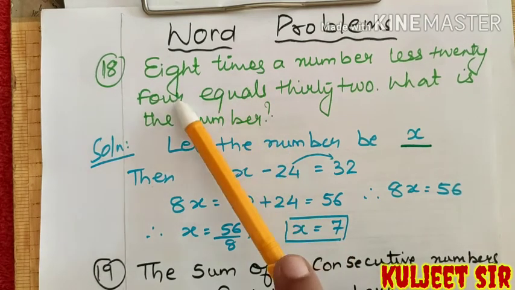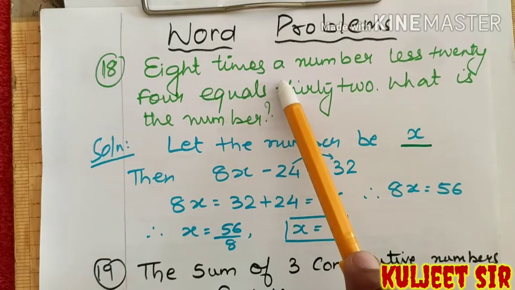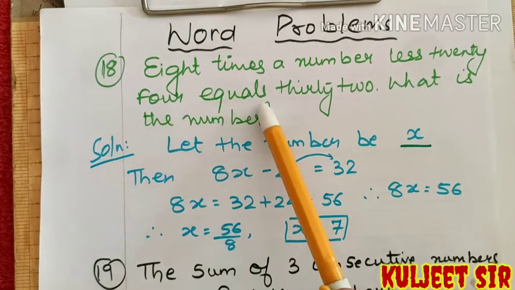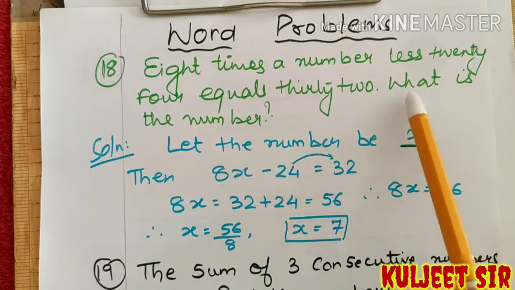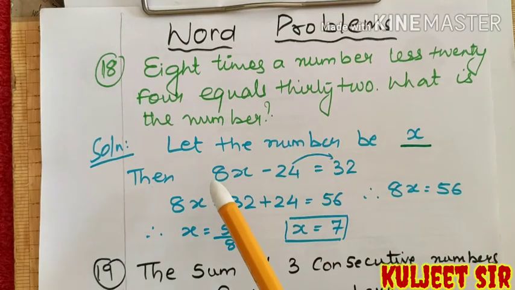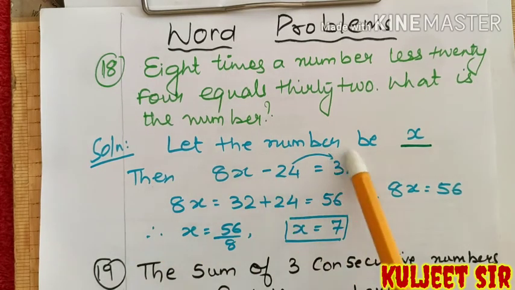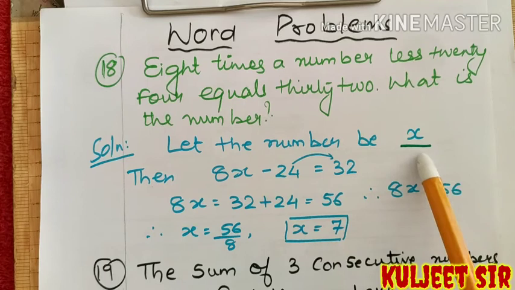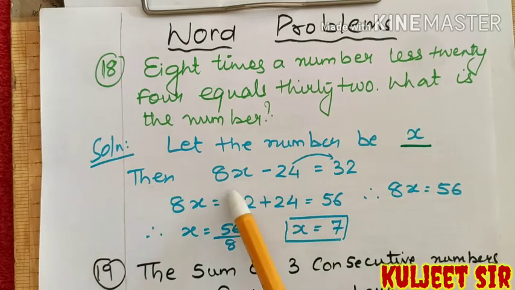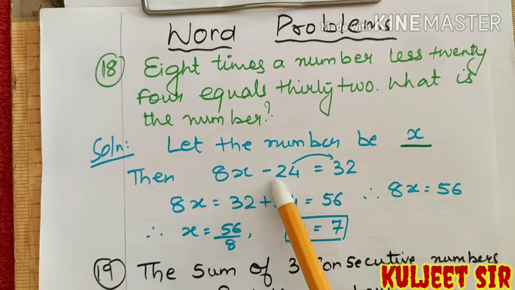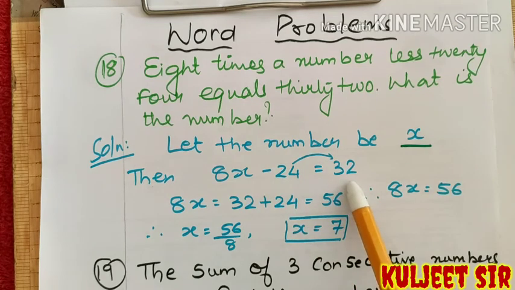It reads as: 8 times a number less 24 equals 32. What is the number? As I said, we don't know the number, so we have to assume it. Starting with the solution: let the number be x. We have to assume the variable. 8 times the number, so 8 multiplied by that number, 8x. Less 24, so minus 24 equals 32.